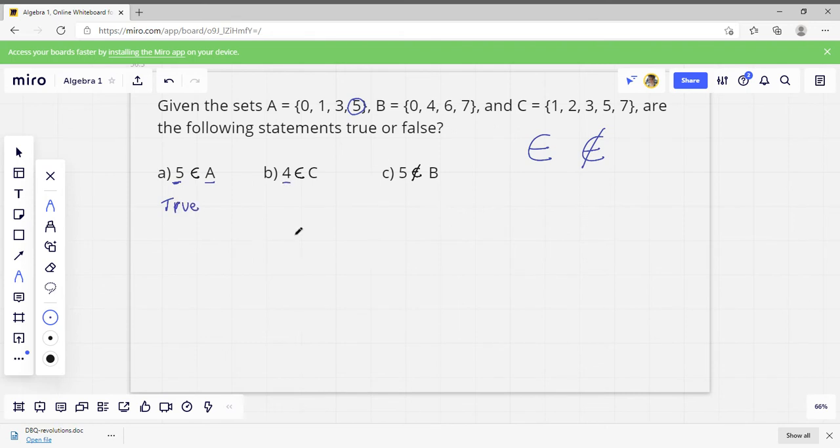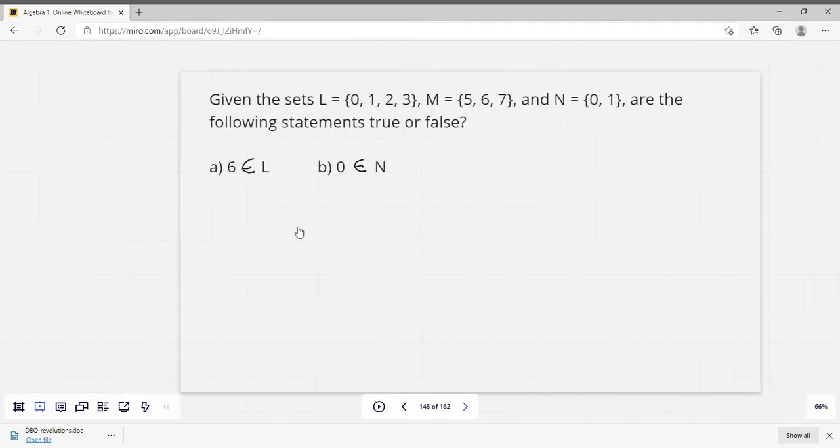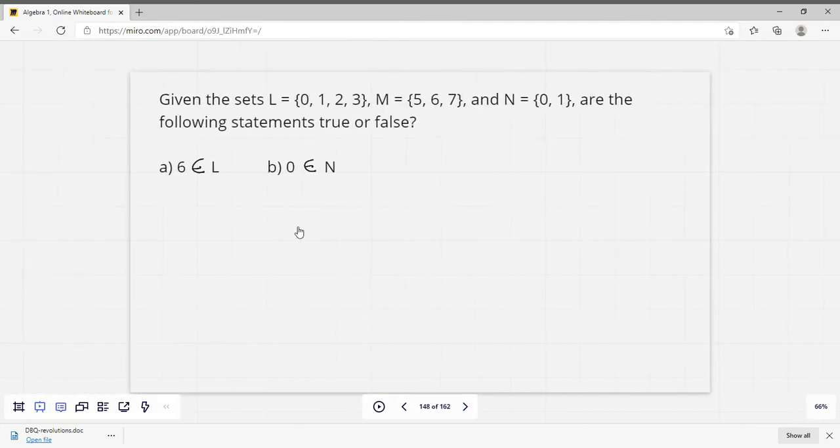4 is a member of C. So I'm going to find C, and there's no 4 in there, so that one is false. Set C does not contain a 4. And then 5 is not a member of B. So B does not have a 5 in it, so that is true. 5 is not a member of set B. All right, pretty easy.